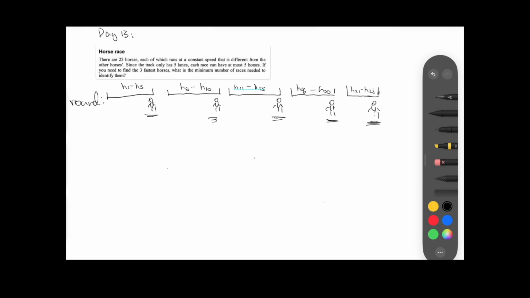So, intuitively, if you want to find the fastest horse out of all 25 horses, we just need to put the 5 winners from each round and put them in a race. So this is round 1. This is our final.